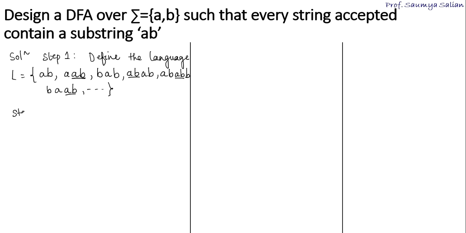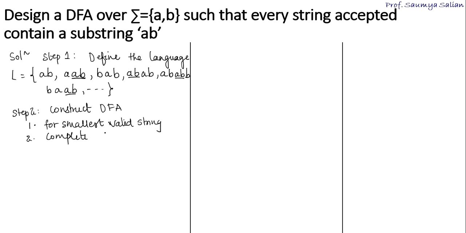Next step is to construct the DFA. For that I have two rules. I begin my DFA construction for the smallest valid string. Next, I'll be completing my DFA by responding to all the inputs at every state. So, adhering to the first rule, I first construct my DFA for the smallest valid string, which is this AB.